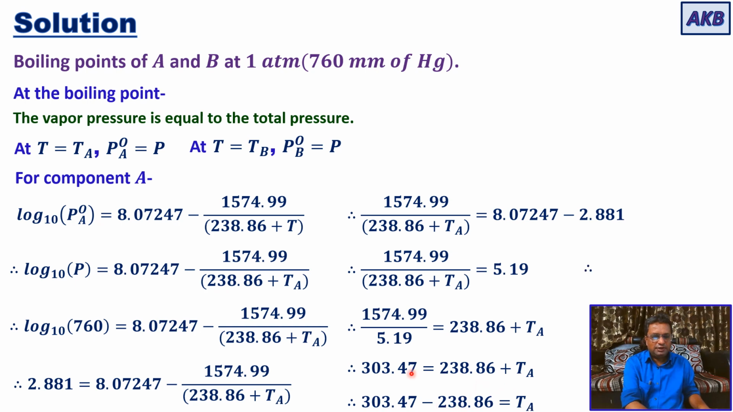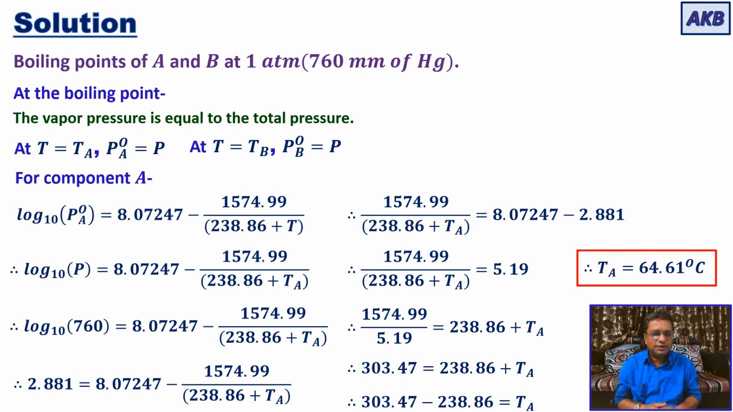And finally, after solving it, we will be getting TA, that is the boiling point of methanol at 760 mm of Hg, as 64.61 degrees Celsius. Okay, so over here we have used the Antoine equation for methanol to get its boiling point at 1 atmospheric pressure, which is 760 mm of Hg. Similarly, we will be calculating it for component B.